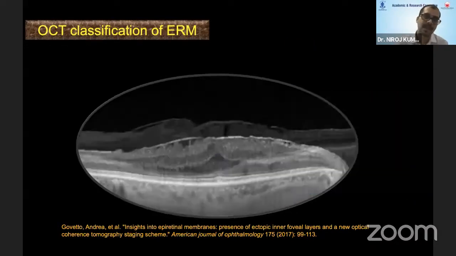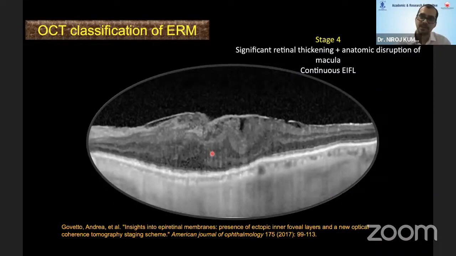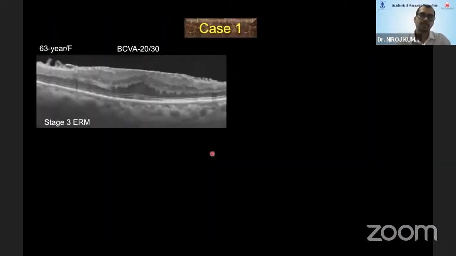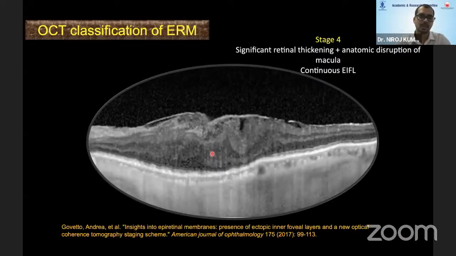Again, stage 4 has the presence of ectopic inner foveal layers along with distortion and thickening of the anatomical structures at the inner macula. So, these stages represent a continuous evolution of the process of ERM formation.